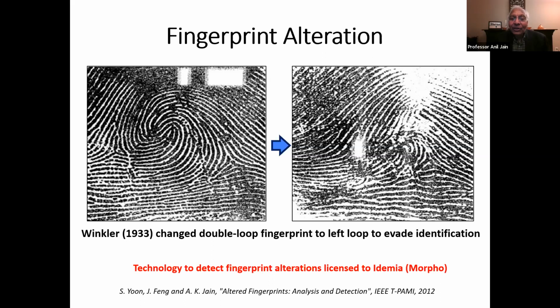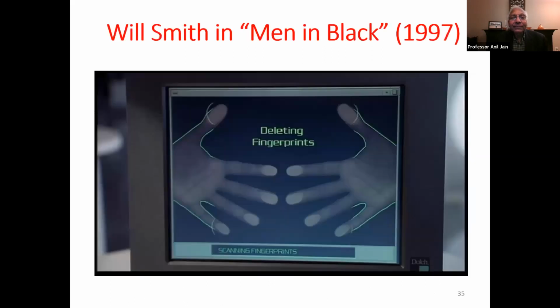And this technology, which we developed a few years back, was licensed to Morpho, which is now known as IDEMIA. Next slide, please. And if you saw the movie Men in Black, this approach of deleting your fingertips was shown by Will Smith in this movie. Next slide.